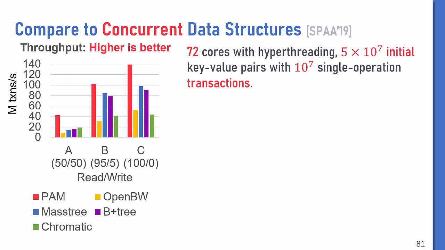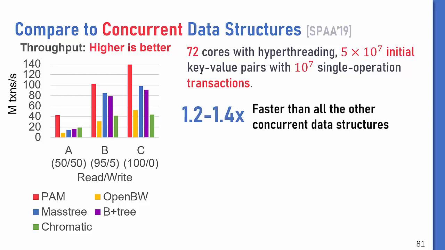Okay, so all the reported numbers are throughput numbers, so higher is better. We select 3 workloads from YCSB with different read-write ratios. In all the 3 different benchmarks, P-trees outperform the best of the other implementations by up to 1.4 times.